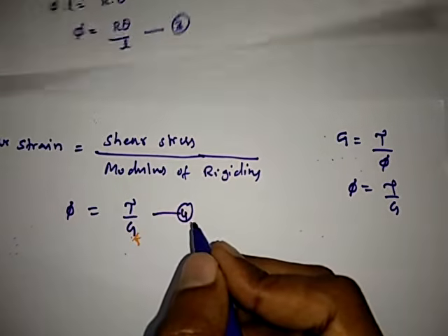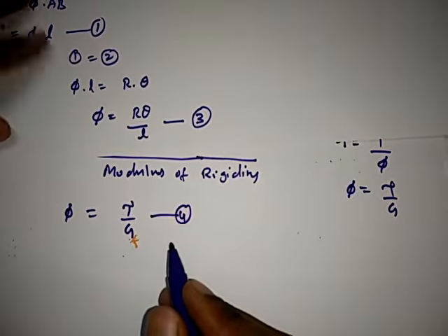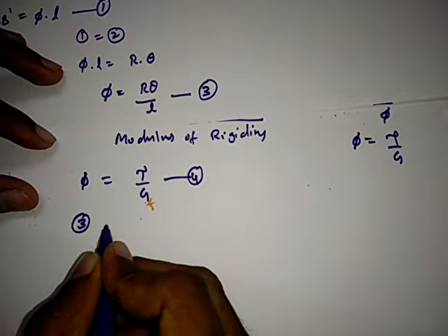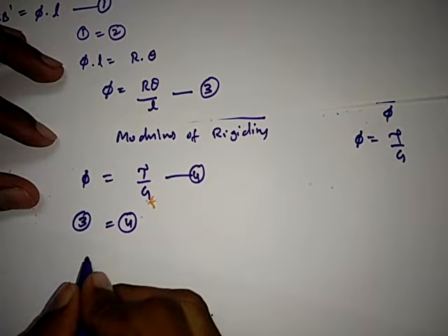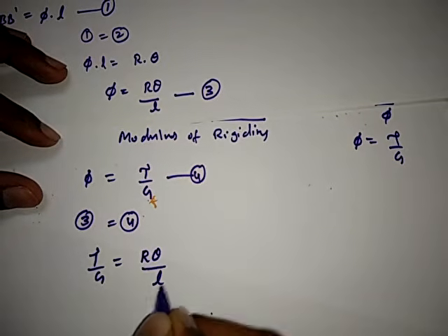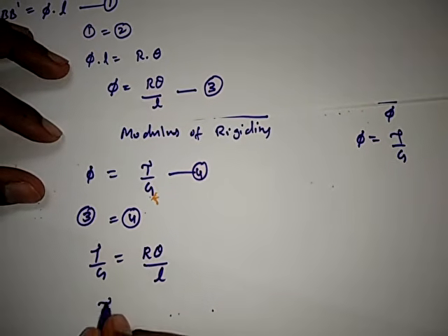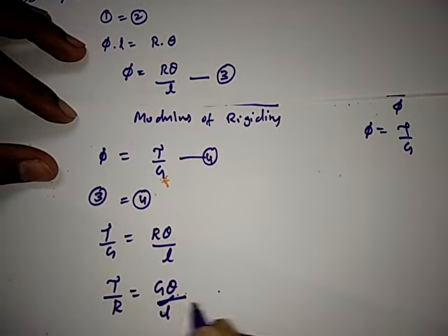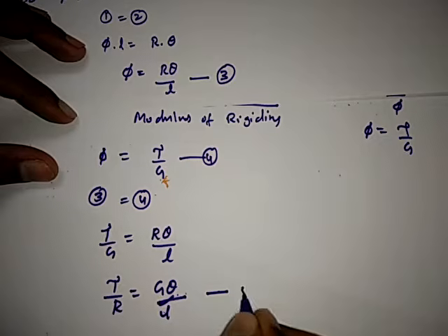If you compare equation number 3 and equation number 4, both are giving phi only. So once again we can equate 3 is equal to 4. From that we can write tau by G is equal to r theta by L, and we can write tau by R is equal to G theta by L, and let us say this is equation number 5.